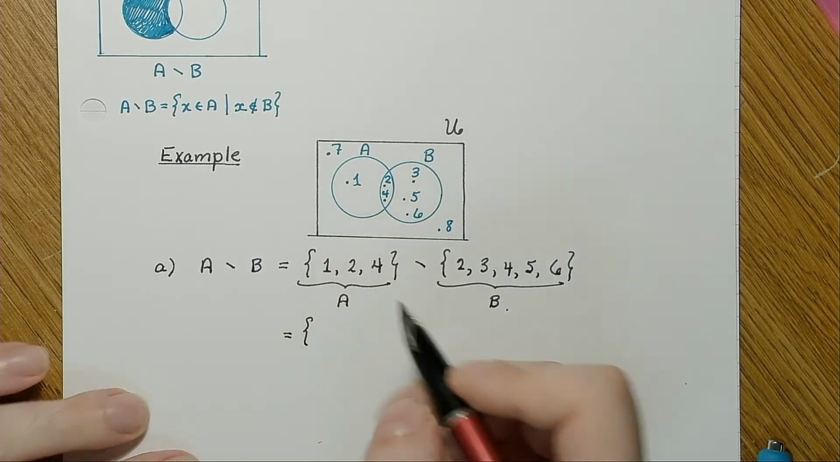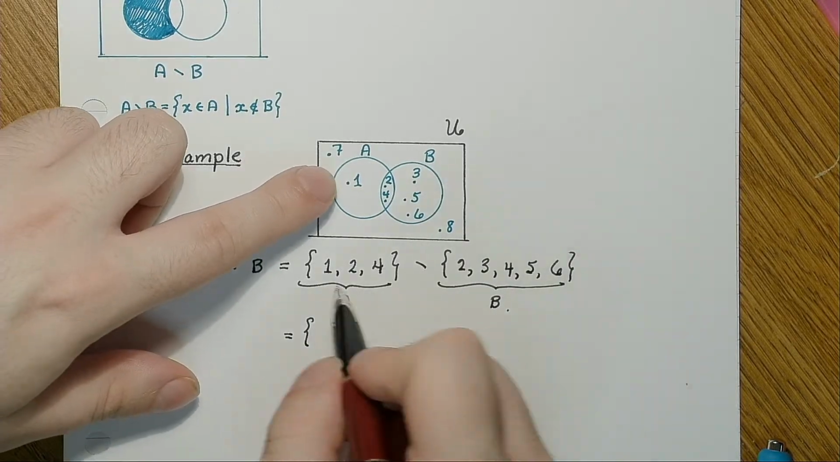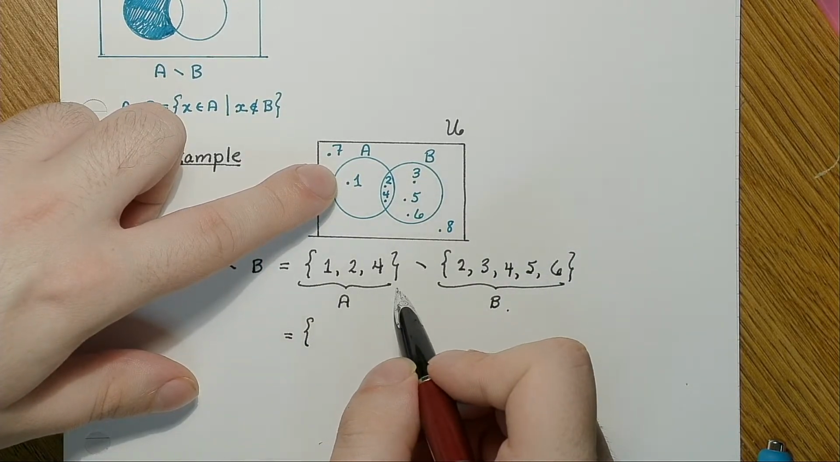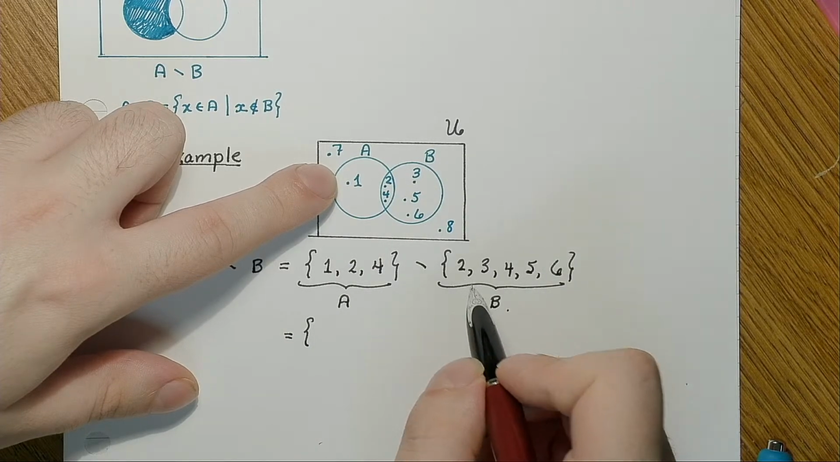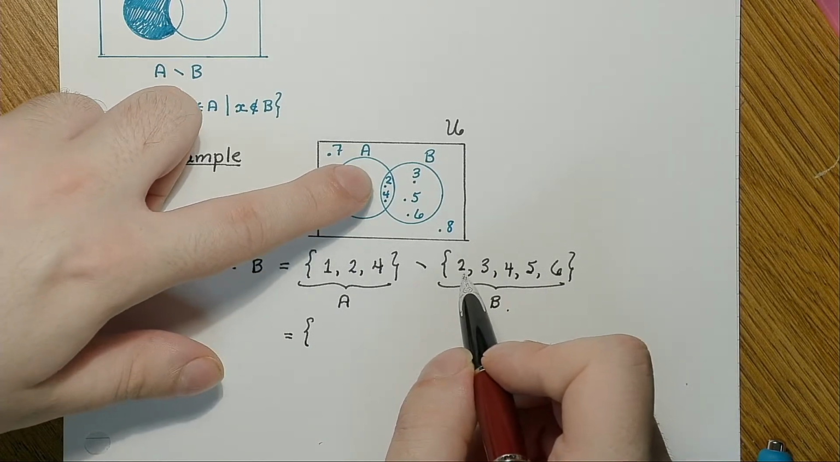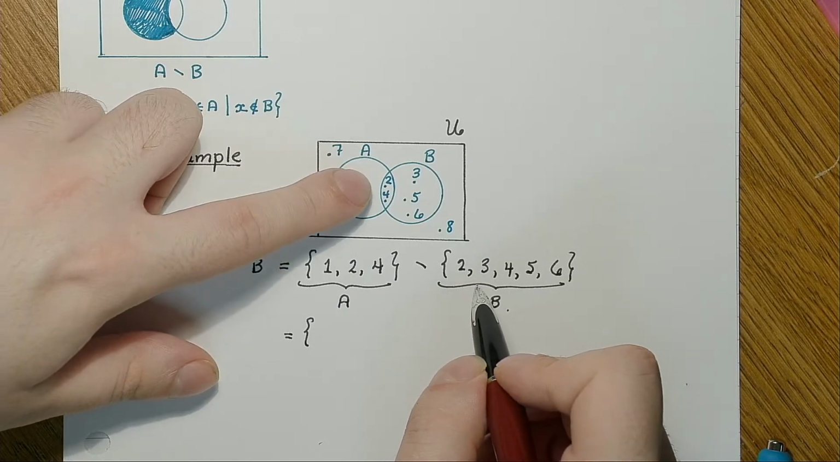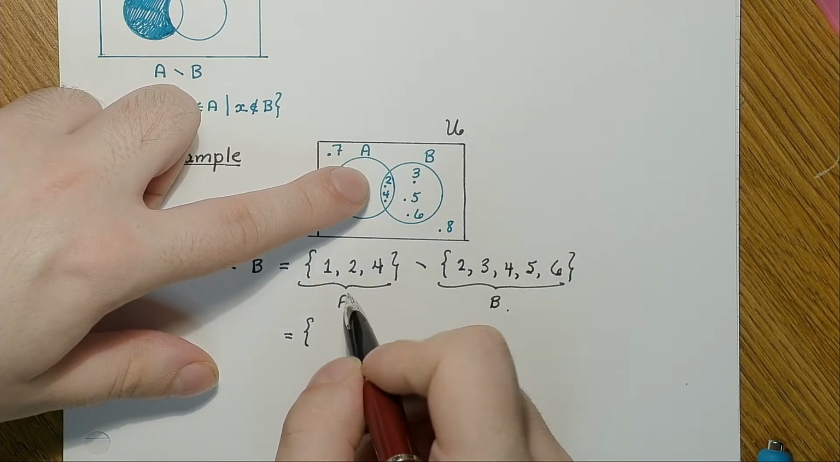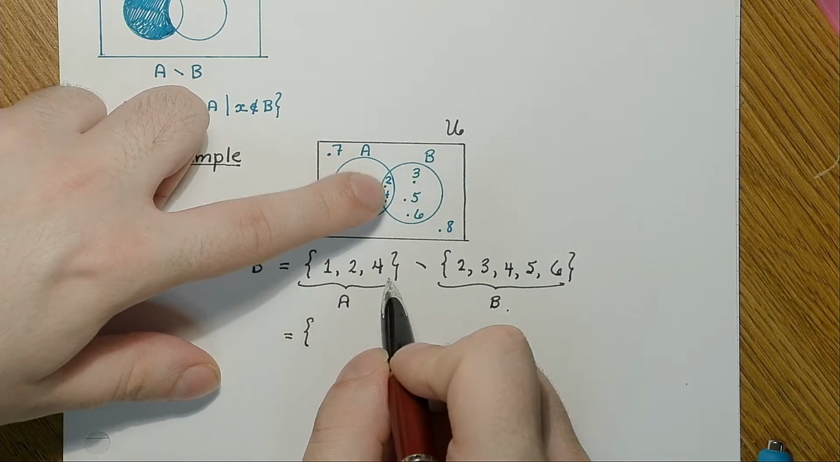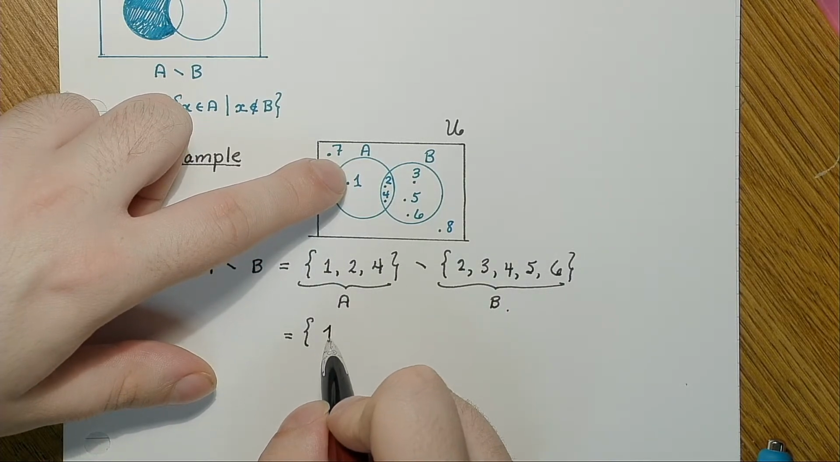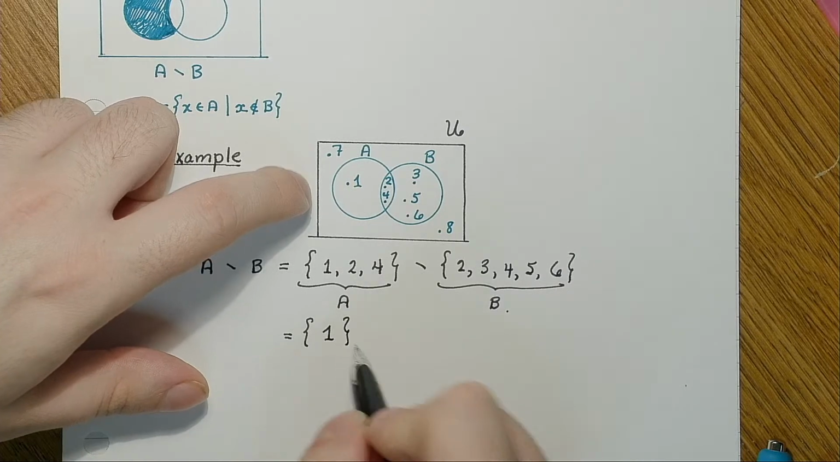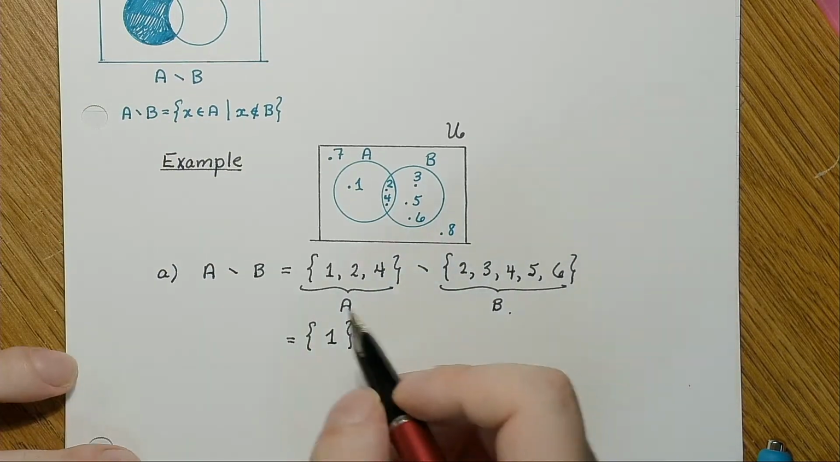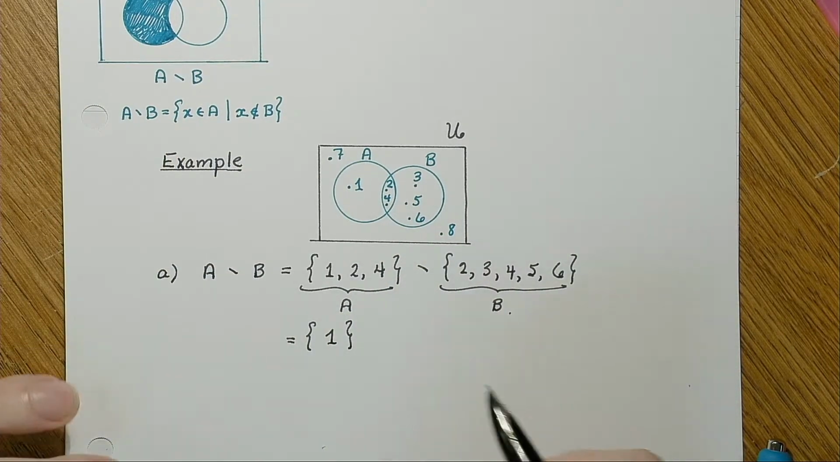So what am I left with in A? Well, I had 1, 2, 4, and the elements that are shared, the elements that I'm going to take away, so B is going to come in and take from A, is the 2 and the 4. So what I'm left with is just 1, and that's for A take away B, or A set minus B.